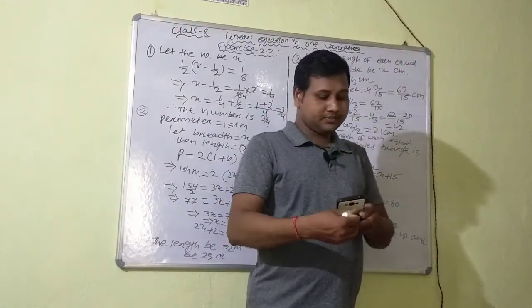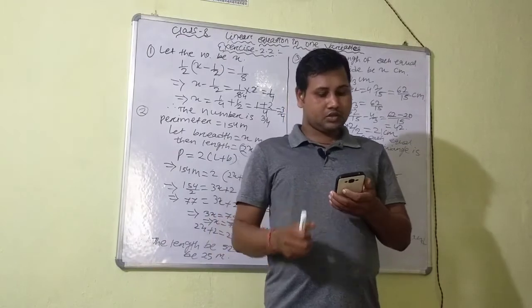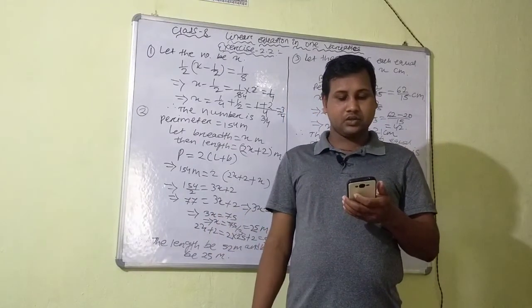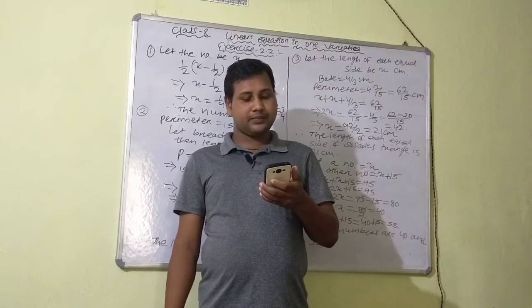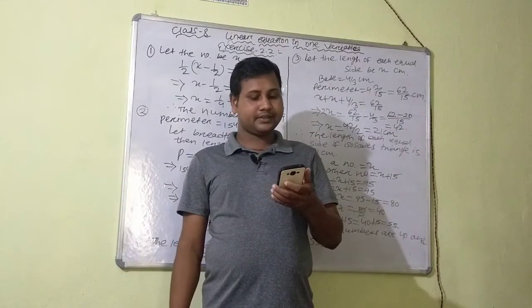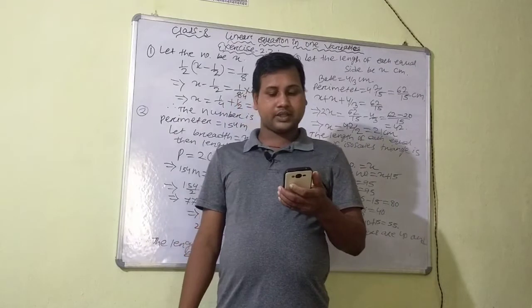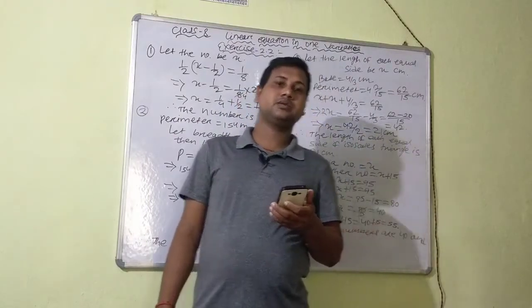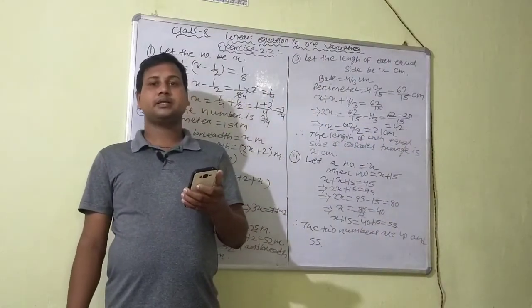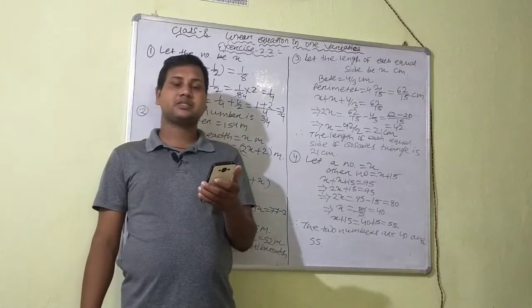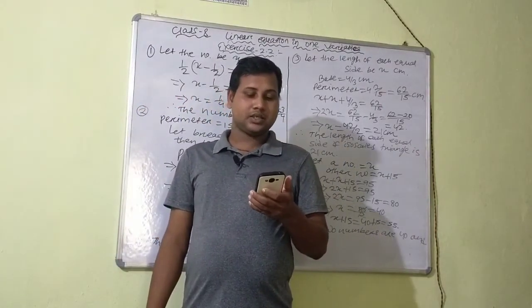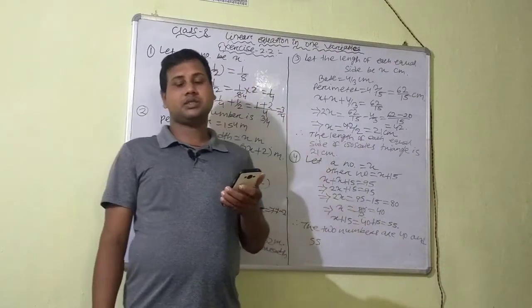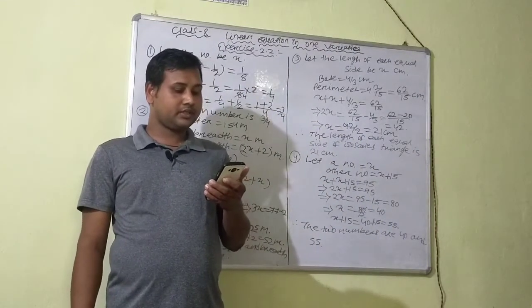Next question is, two numbers are in the ratio 5:3. If they differ by 18, what are the numbers? Very easy. We'll write, let the first number be 5x, the second number be 3x. Next we'll write 5x minus 3x equal to 18.